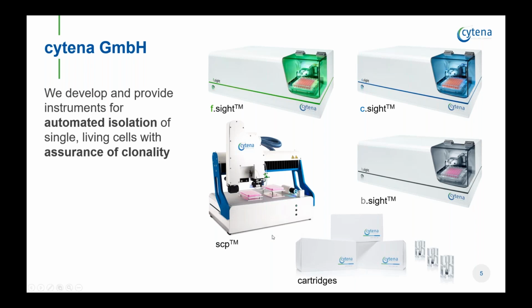It all started off with the SCP, which you can see here. It was launched in 2015, our first product, and in 2018 we launched the B.SIGHT series, which comprises 3 instruments, 2 instruments for the isolation of mammalian cells, the F-SIGHT and the C-SIGHT, and an instrument for the isolation of microbial cells, the B.SIGHT. All cells use single-use cartridges to process the samples.